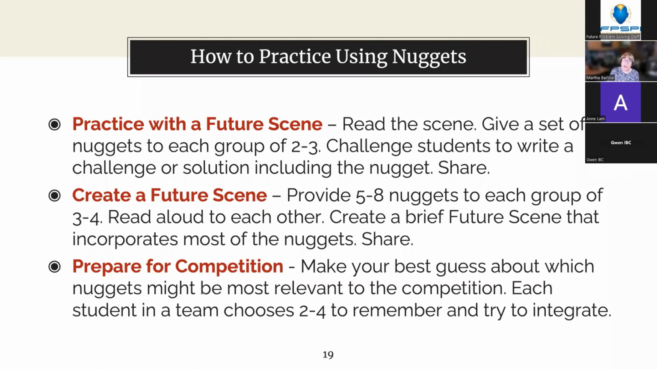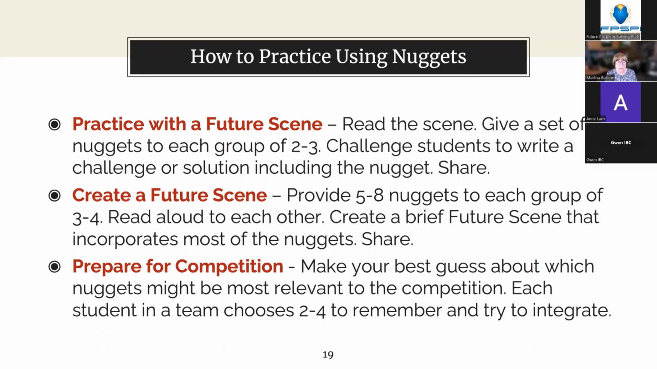Or you can have them create a future scene. Provide, let's say, 5 to 8 nuggets to each group of 3 or 4. They should read them aloud, and then they can think, okay, what could be a future scene that might incorporate those nuggets? This one isn't so much about practicing putting them into challenges or solutions, but just becoming familiar with the information. And this would not need to be a written future scene. It just could be something that they do round robin, like somebody starts it and somebody adds on, that kind of thing. And you could have them share however you want.